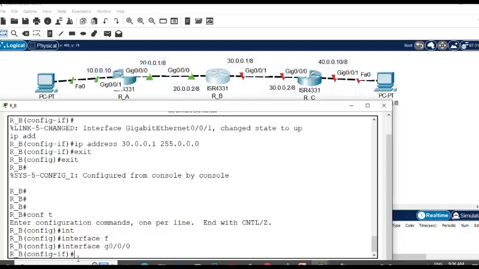Now let us verify. Show ip interface brief. You can see the interfaces with IP addresses. Okay, Router B is done. Let's do C.